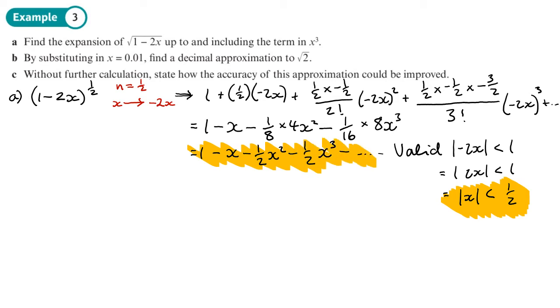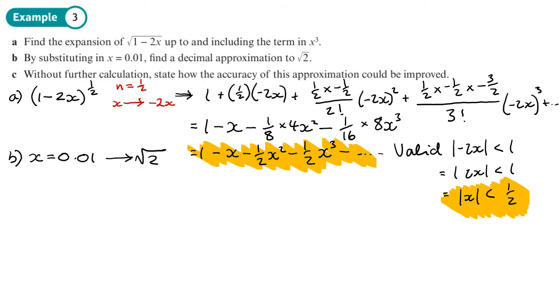Now the good thing about these expansions is you can use them to work out roots and approximate roots really easily by substituting an appropriate value into your expansion. Now it says we need to substitute into our expansion x equals 0.01. The first thing to notice is that this value of x works because our value of x can only be between a half and negative a half. That's definitely between that, so that's fine to substitute in. And it says that we need to use that to estimate the square root of 2. So this is how we're going to do it.